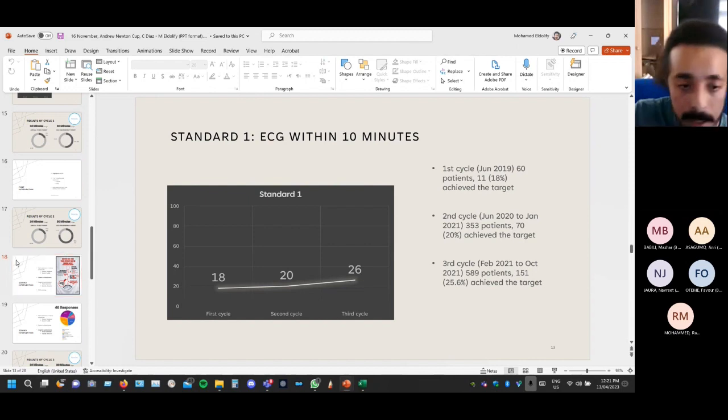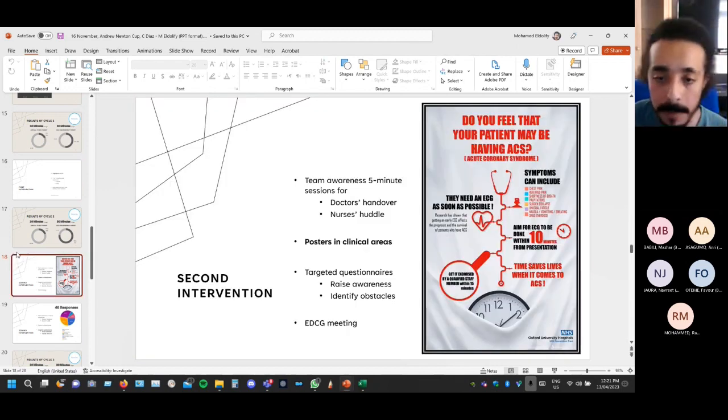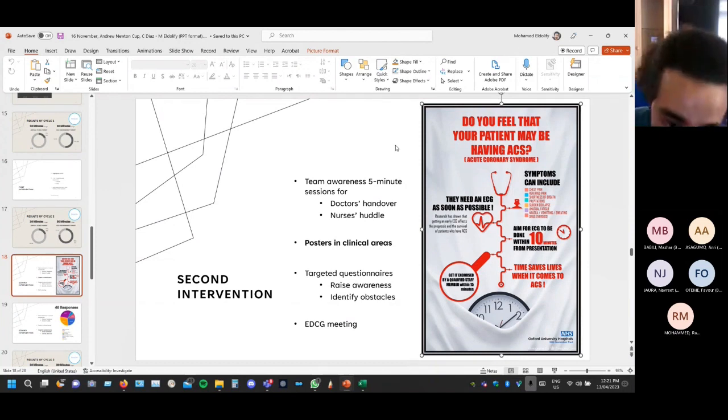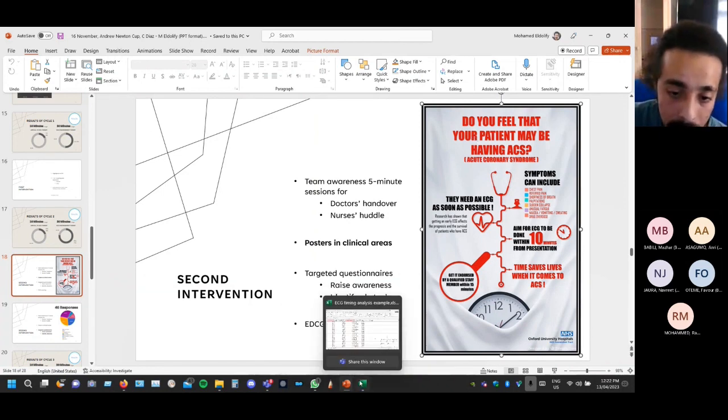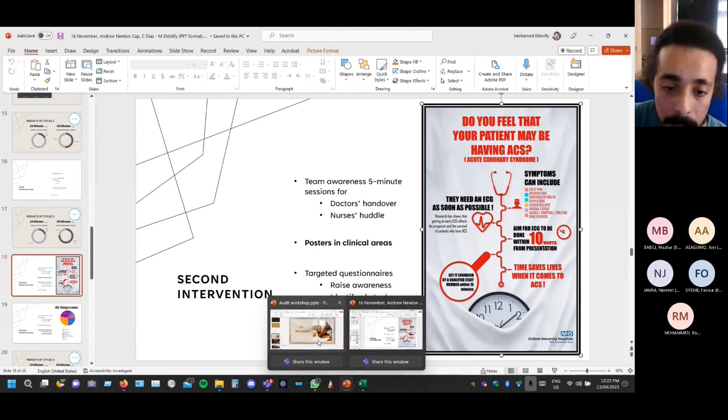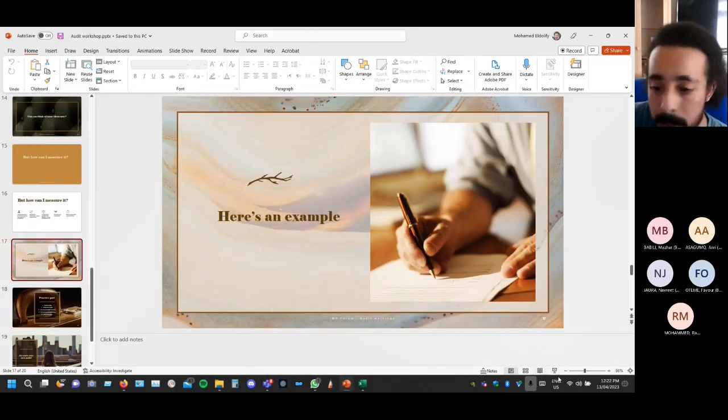And for this audit, we did an intervention, which is very straightforward. We had team awareness campaigns, like 5 minute sessions going to the handover and just reminding people to do the ECG in 10 minutes, telling the nurses to do it in 10 minutes whenever the patients arrive. And we made a poster and we just hung it somewhere. And that's how we intervened. It's very straightforward, and we remeasured it. And I actually presented this at the conference. If you do it right, it's very easy to get all the points you need from a very straightforward process.